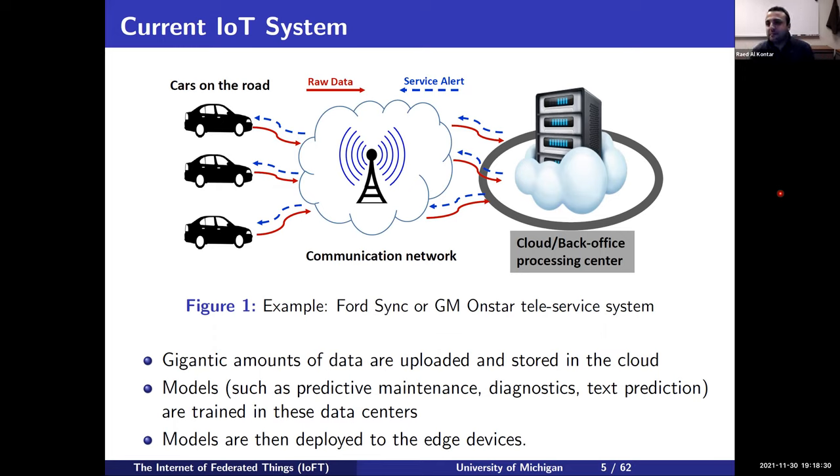Google, let's say, and Apple, how do they learn models? They extract some data from devices and they learn big models based on their clouds. And we have seen also a lot of advancements in cloud systems. We have seen many companies using AWS, Azure as their cloud processing center or their back office processing center, okay?